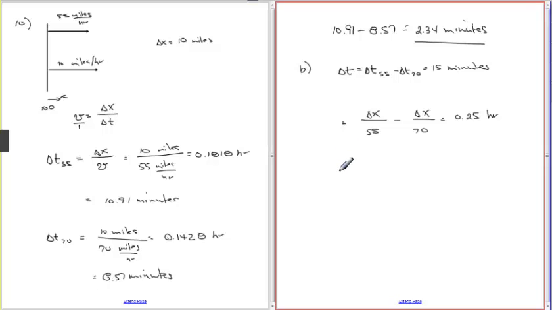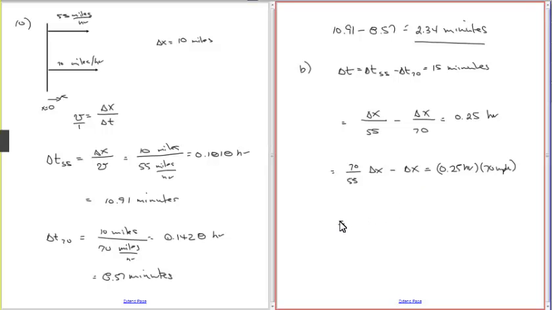Okay. So let us do that. So what would we do? We can find a common denominator. Just trying to think about how we would do this. The easiest way would be to multiply. Let's multiply by 70. So multiply by 70, we'll have 70 over 55 times delta x minus delta x is equal to 0.25 hours times 70 miles per hour.